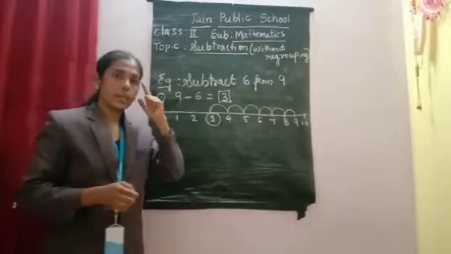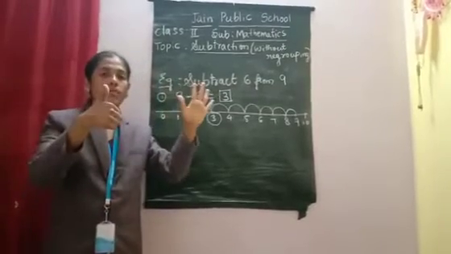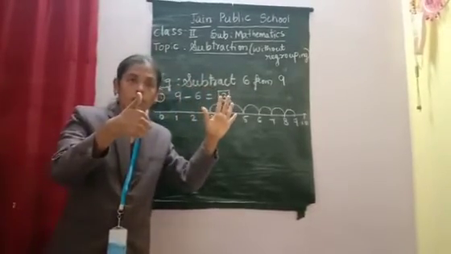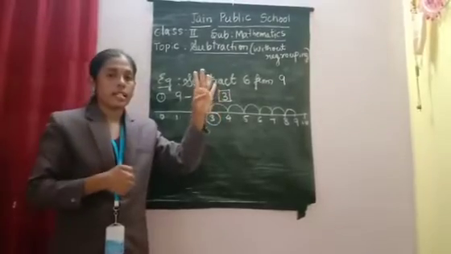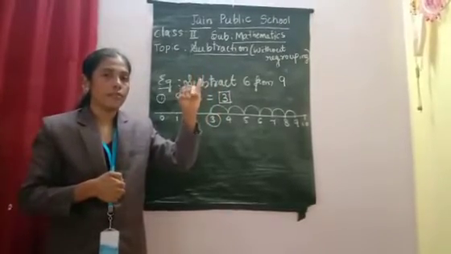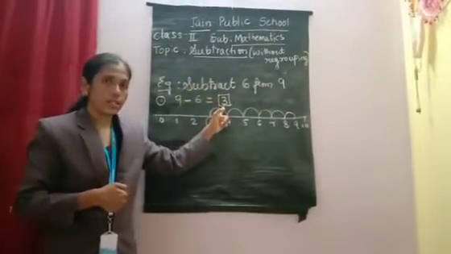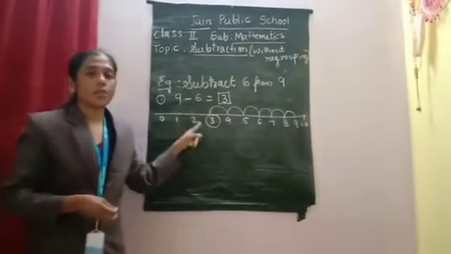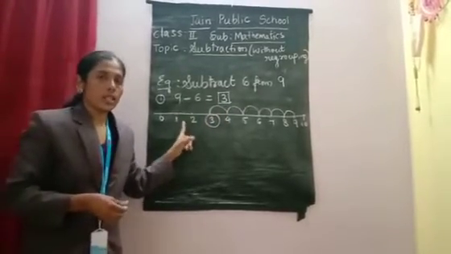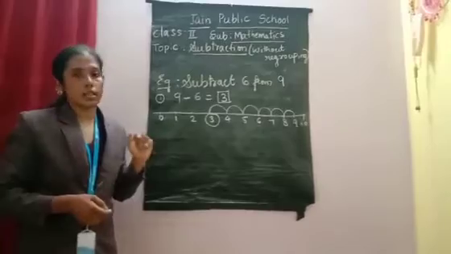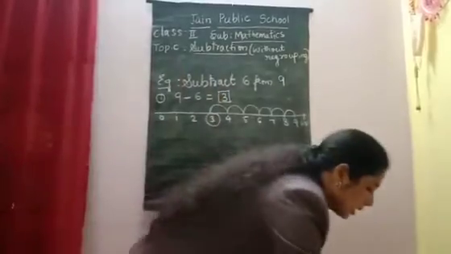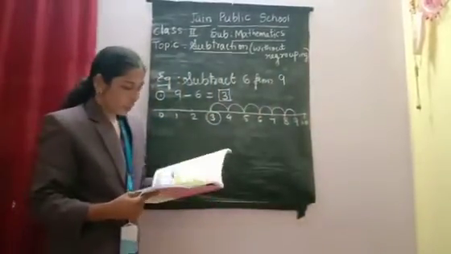Understood? Let's recall this. 9 is the bigger number. Keep it in your mind. 9 in your mind, 6 on your finger. 9 before: 8, 7, 6, 5, 4, 3. Got the answer? Understood? In the same way you have to solve the number line concept. It is there in your textbook. I'll tell you the page numbers.